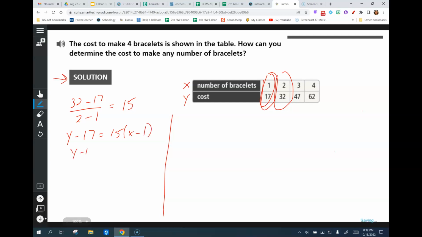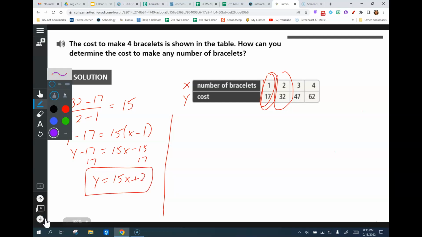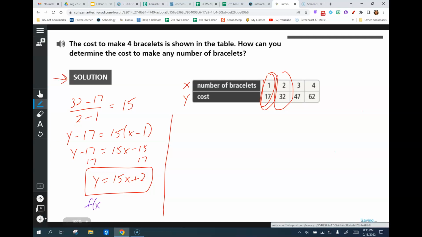So y minus 17 is equal to 15x minus 15. Add 15 to both sides. Y is equal to 15x plus 2. Okay, that's the equation. Now, I'm in function notation, so I would write it in function notation. F of x is equal to 15x plus 2. So that would be my function.